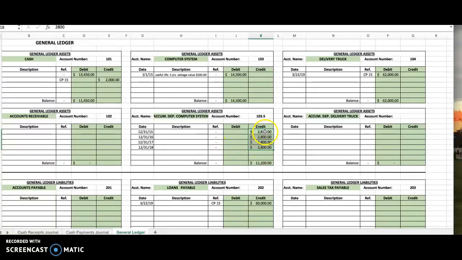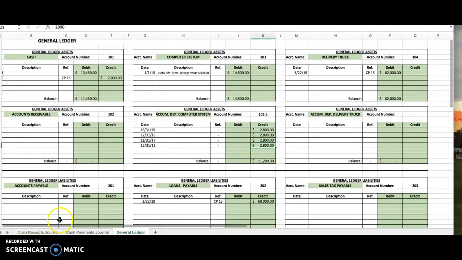At this point, after 4 years, the total accumulated depreciation is $11,200. Now we said the salvage value was $500, but that's after 5 years. This is only after 4 years. So we're going to sell it now. Let's take a look at how this might look in the journal.